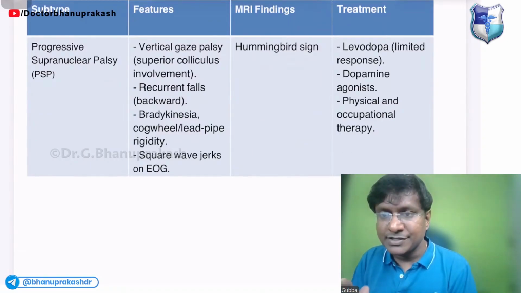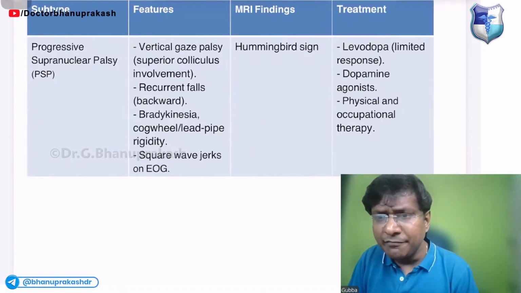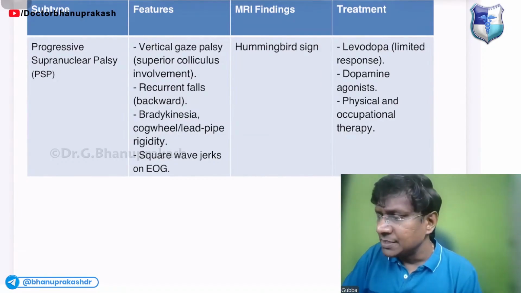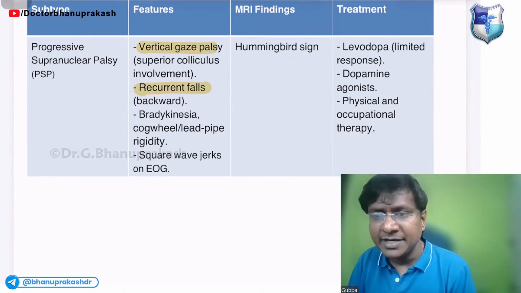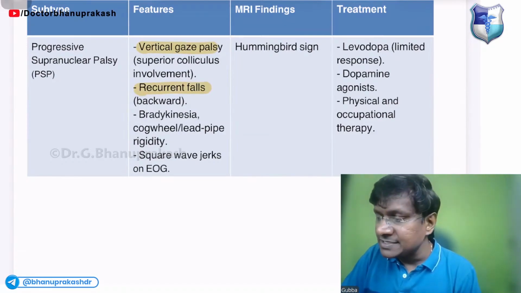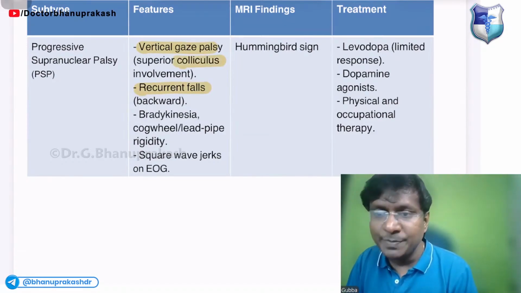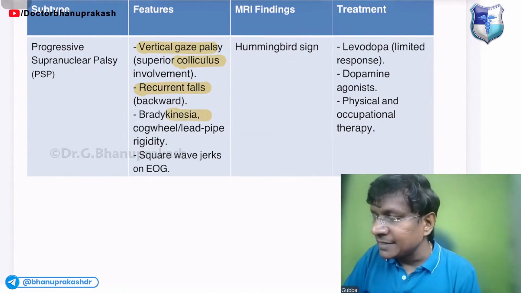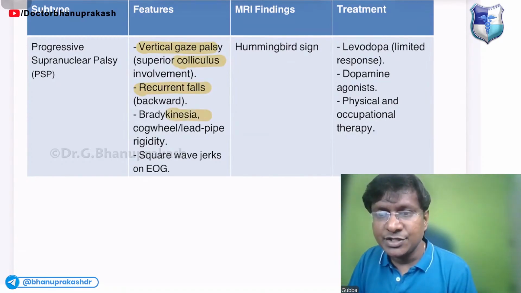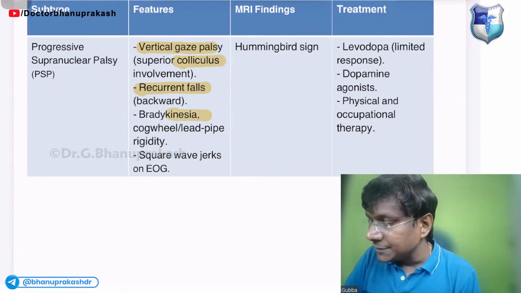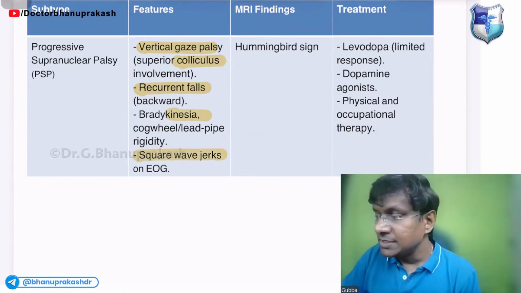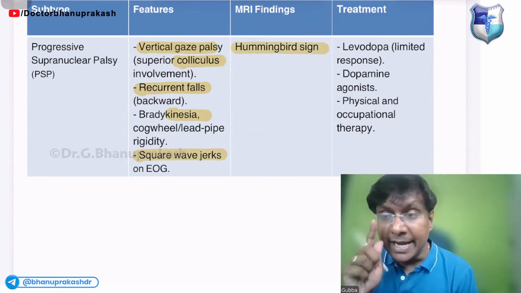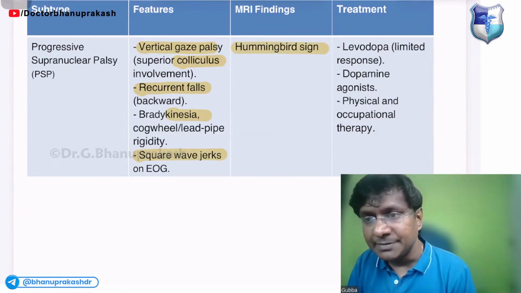In patients with progressive supranuclear palsy, one very important manifestation is vertical gaze palsy, and that is the reason why these patients will have recurrent falls. That vertical gaze palsy is due to damage to the superior colliculus, along with other features of Parkinsonism like bradykinesia and rigidity. Whenever you do an EOG, the electrooculography, you will see the presence of square wave jerks, and MRI will show you the hummingbird sign.